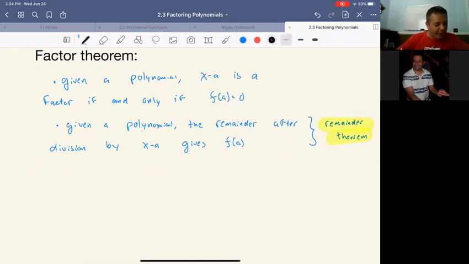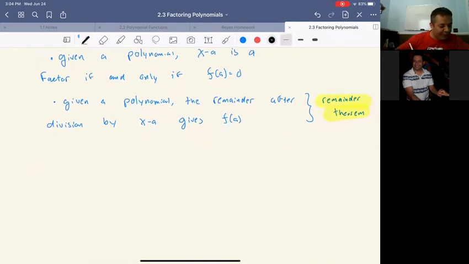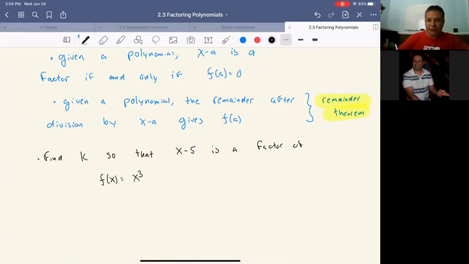So a problem that we might have, or that we will have, something like it, is find k so that x minus 5 is a factor of f of x equals x cubed minus kx squared plus kx plus 55. So we're going to set up the synthetic division for this.